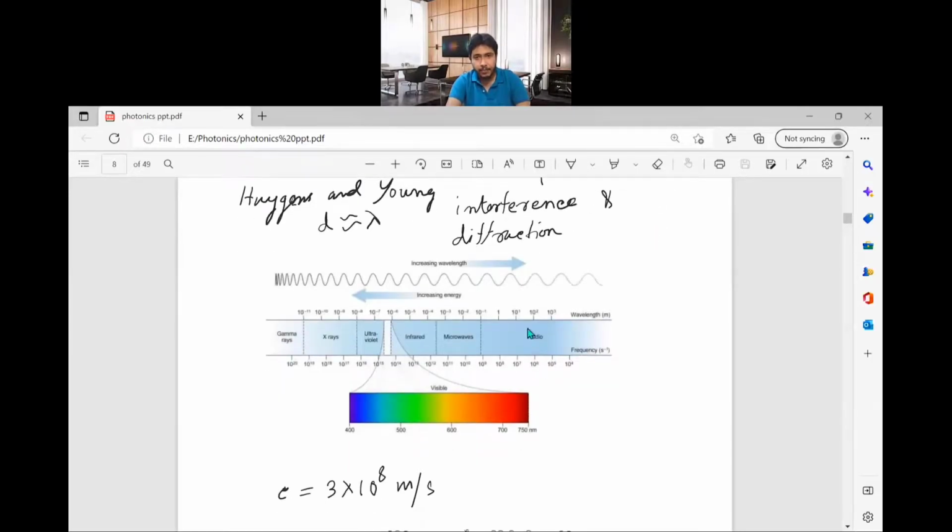So this is the optical spectrum. This is the visible range, starting from 400 nanometers to 750 nanometers, from violet to red, and beyond red is the infrared and beyond violet the ultraviolet. Our optical communication deals with the range between ultraviolet and infrared. Along this axis, as your wavelength increases, your frequency decreases, and also the energy decreases.